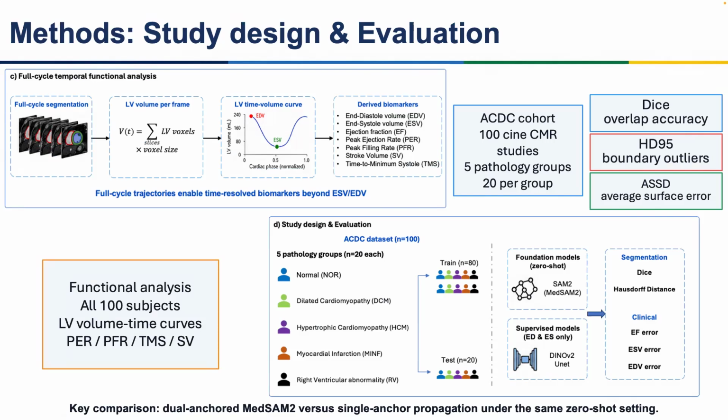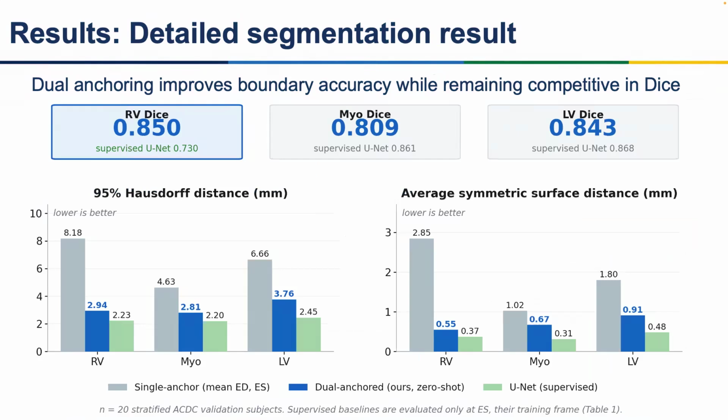With this design in place, we now turn to the main result. So the proposed dual-anchored MedSAM2 achieved Dice scores of 0.85 for the right ventricle, 0.81 for myocardium, and 0.84 for the left ventricle. Its strongest improvement was in boundary accuracy.